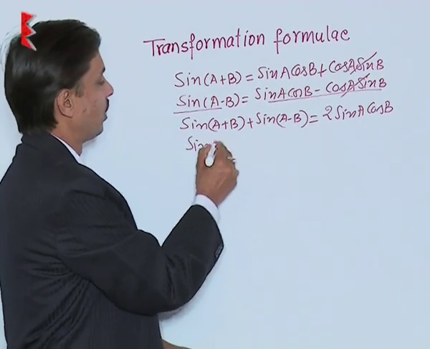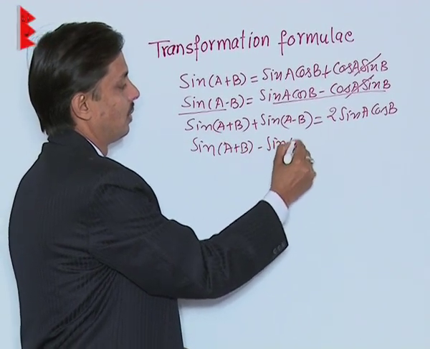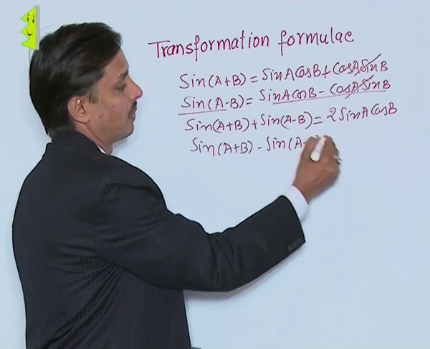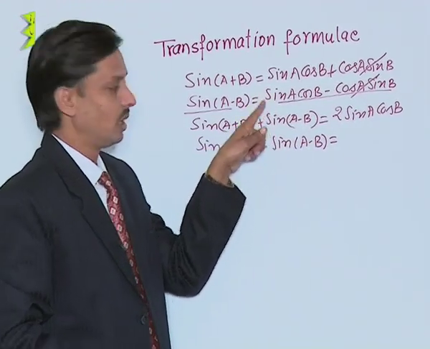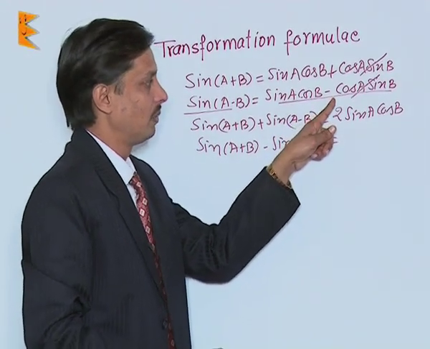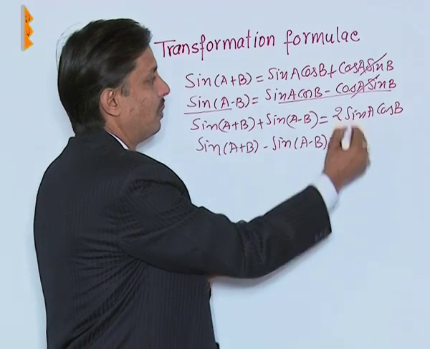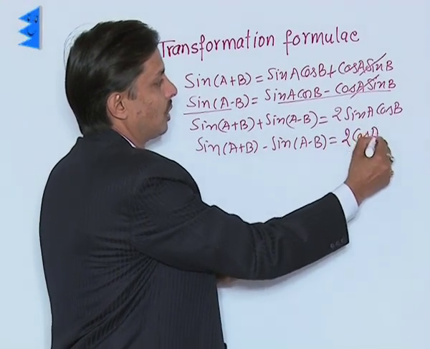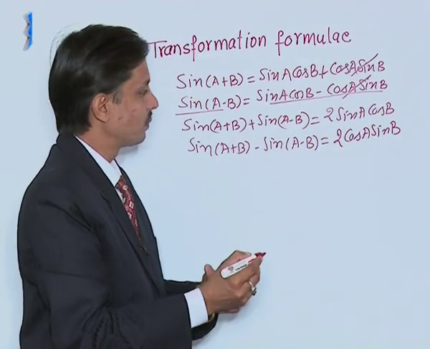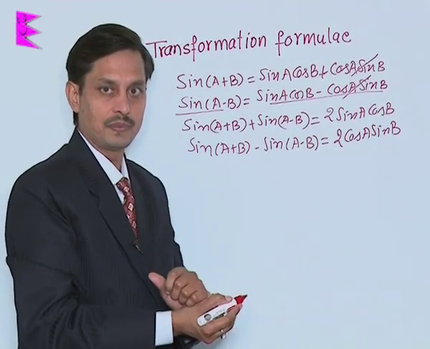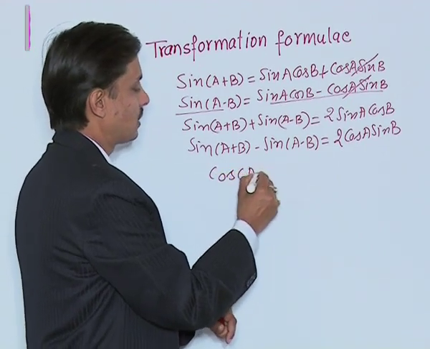If I ask you to subtract these results, what we will get? We will get sine of A plus B minus sine of A minus B is equal to, on subtracting, this part will be negative, this part will become positive. So, this part will be cancelled, the left part will be 2 cos A sin B. Similarly, two more new results can be developed by using identities.